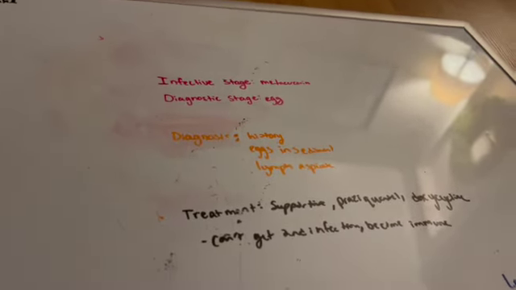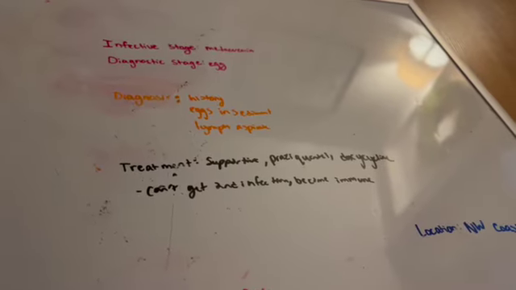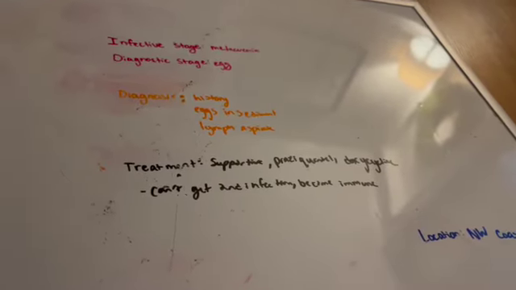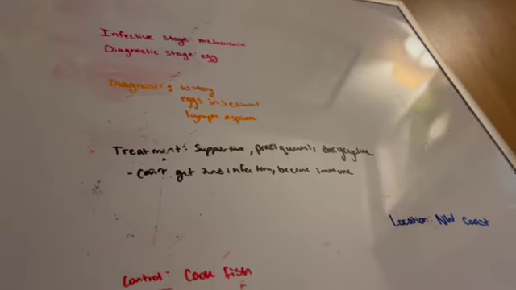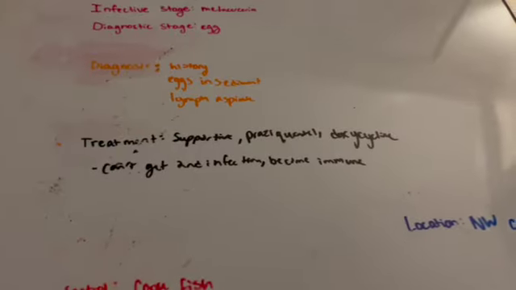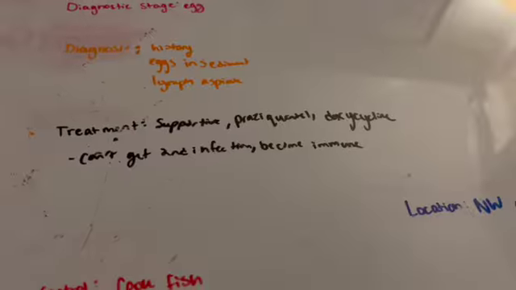Diagnostic stage is the egg. How to diagnose is history. Have they traveled to a recent area where this is endemic? Eggs in sediment, and you can do a lymph aspirate for that bacteria. Treatment is going to be mainly supportive. You can do praziquantel to kill the worm and doxycycline to kill the bacteria.